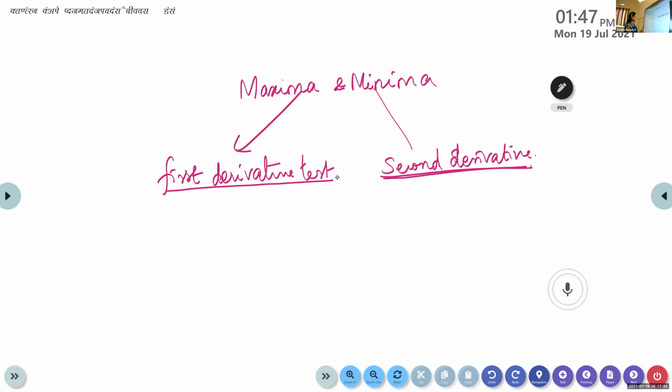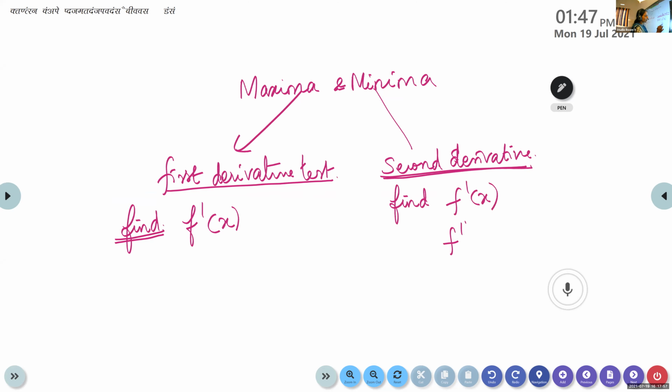In the first derivative test, we differentiate the given function only once. We find f dash of x. Only one time we will differentiate. But in the second derivative test, we find f dash of x and we find f double dash of x.